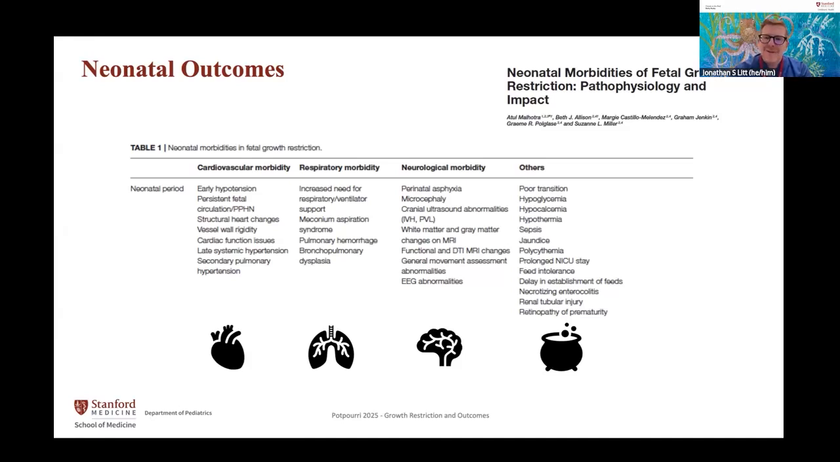And lastly, this others category here is a catch-all, but we think about babies having risk for hypoglycemia and hypocalcemia. They can be cold related to their small size. We think about sepsis and jaundice and polycythemia, among many others. And we know that being born growth restricted also increases your likelihood of needing to be admitted to either special care or nursery or a NICU after birth.